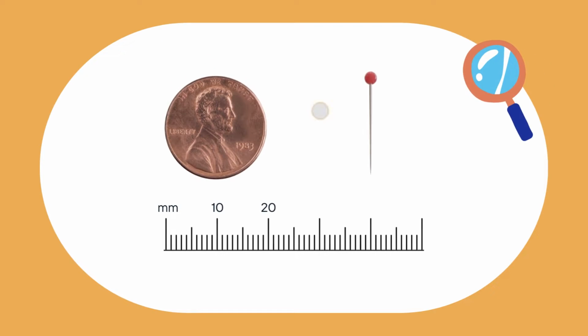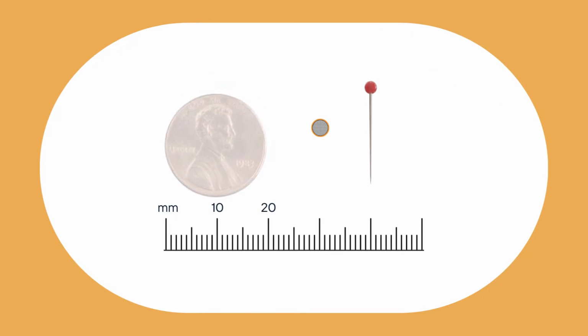The sections are very small and very thin. To put them in the EM, they're placed on a tiny copper screen called a grid. Here's one of those grids shown to the right of the penny, so you can get a feel for its size, which is about 3 millimeters across.